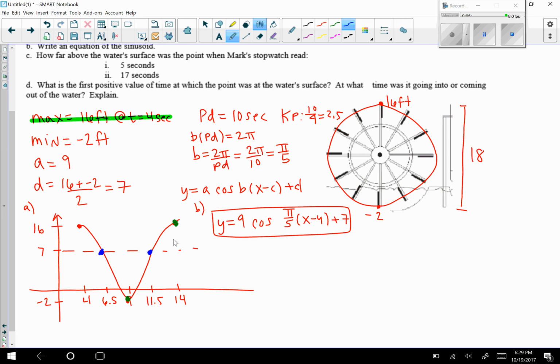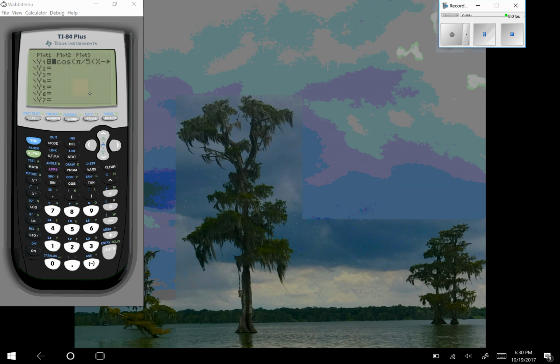So now that I have that, I can answer the other questions. It says how far above the water surface from the point when Mark starts the stopwatch to reach 5 seconds and 17 seconds. For these, you would want to use your calculator to help. If you plug this into your calculator, y equals, you want to make sure that your mode is in radian mode, which I am. Now I can change my window. I did my x minimum as -5 to 15, and then my y from -5 to 20, just so that I have enough to look at my graph. So here's what my graph looks like.